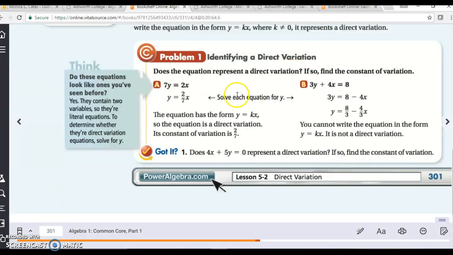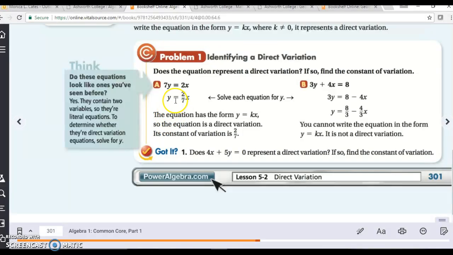It says identifying a direct variation. Does the equation represent a direct variation? If so, find the constant of variation. Well, the first thing they said was solve for y. So we have 7y equals 2x. To get y alone, we need to divide both sides by 7. So we get y equals 2 over 7x.